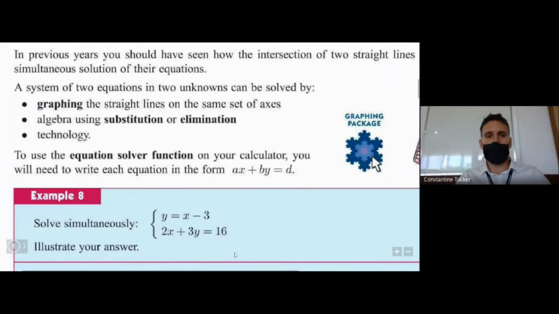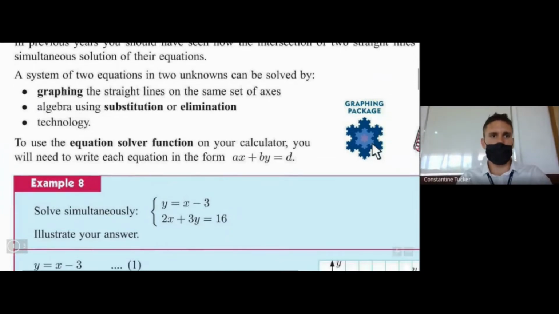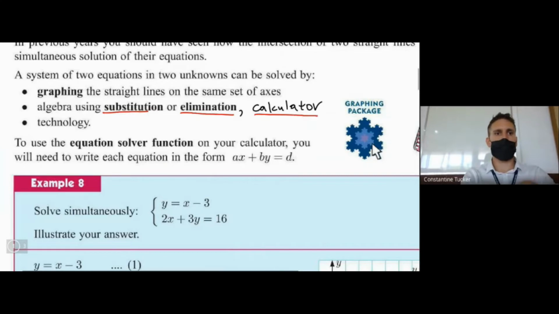One way of doing this would be to do it by substitution. You see here we've got two options given, substitution and elimination. We'll mention both of them. And there's a third one as well, actually. I'm going to write it down here. The third one would be the calculator, which would be the thug life method. So basically we've got three methods: 1, 2, 3. Okay, so let's move on to this one.